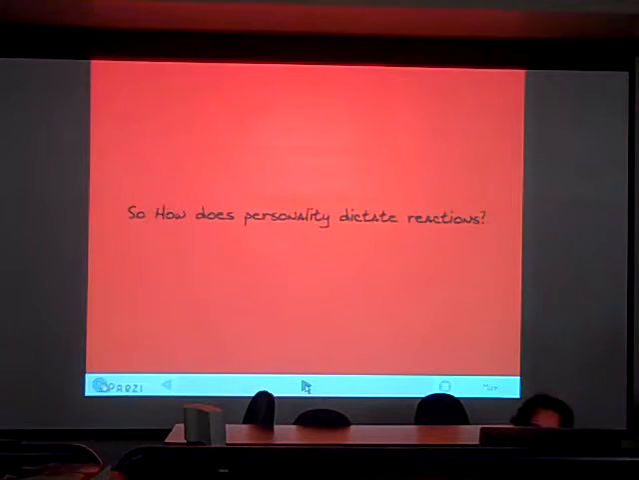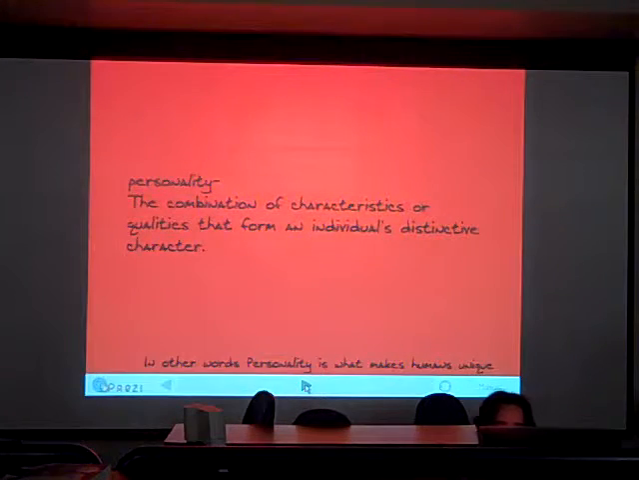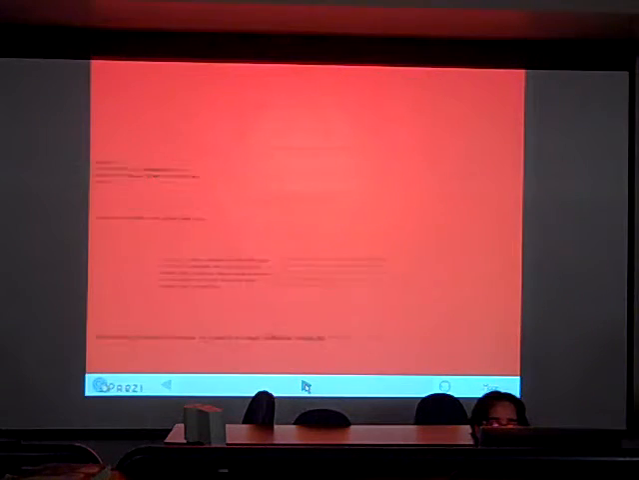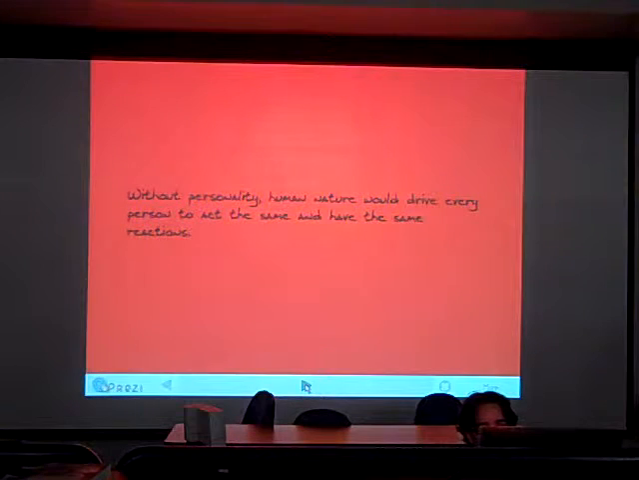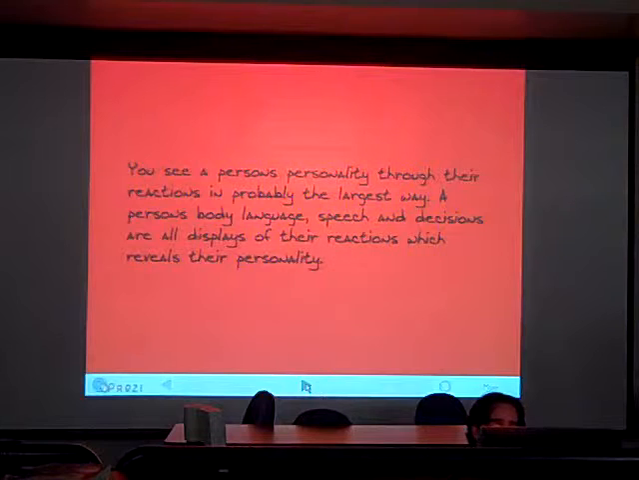So how does personality dictate reactions? Personality is the combination of the characteristics or qualities that form an individual's distinctive character. In other words, personality is what makes humans unique. Without personality, human nature would drive every person to act and react the exact same way through their selfishness. You see a person's personality through their reactions in probably the largest way. Some ways you see reaction are language, speech, and then the decisions that they make based on what's going on around them. That all reveals the personality of a specific individual.